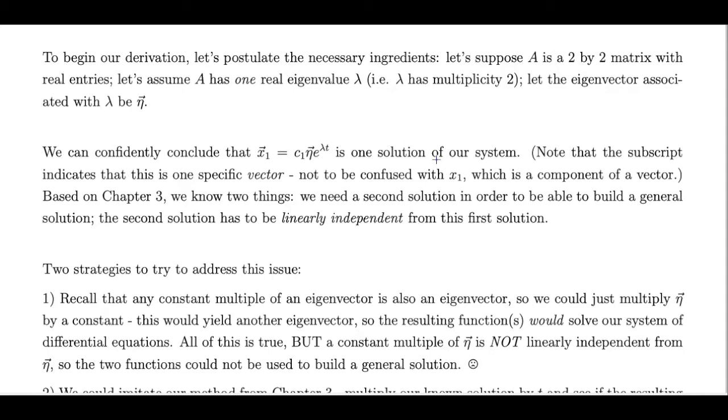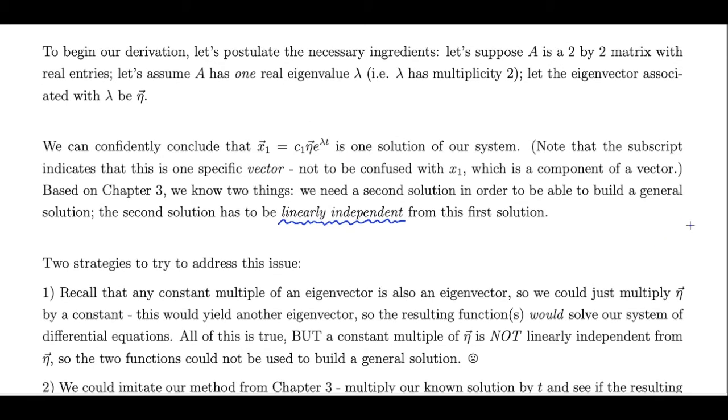So based on chapter 3, we know a couple things. First of all, we know that we need a second solution. I can't just write this as my entire general solution. I need a second solution, call it an x sub 2. Moreover, whatever that second solution is, it has to be linearly independent from this first solution. So I've laid out two strategies that we could use to try to address this.